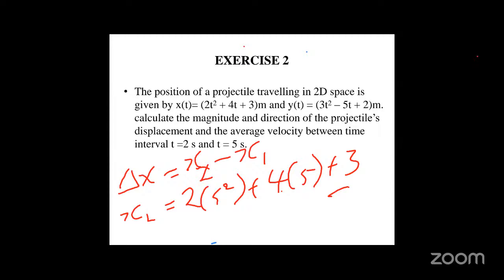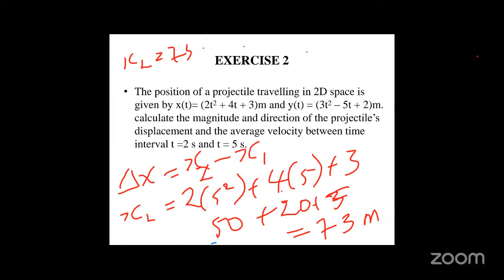So that will give us 5 squared is 25. 25 times 2 is 50. 4 times 5 is 20, and plus 3. So our answer will be 73 meters. So that is our x2. x2 is 73 meters. So what is our x1?